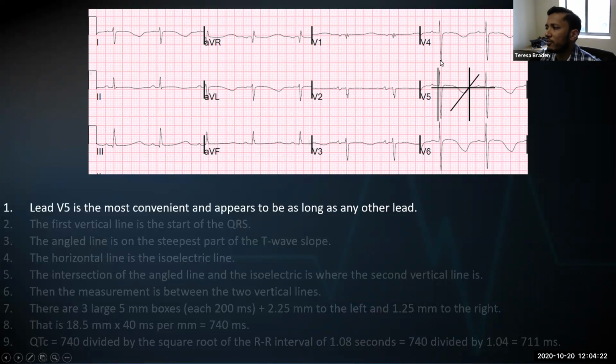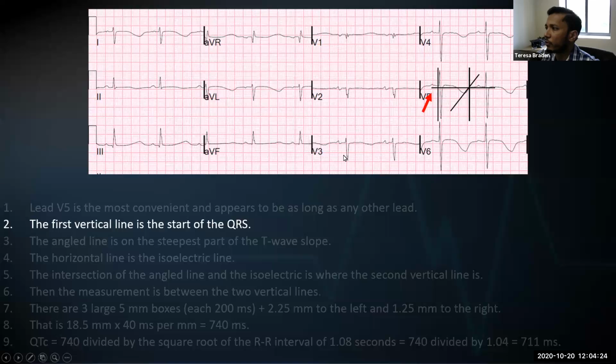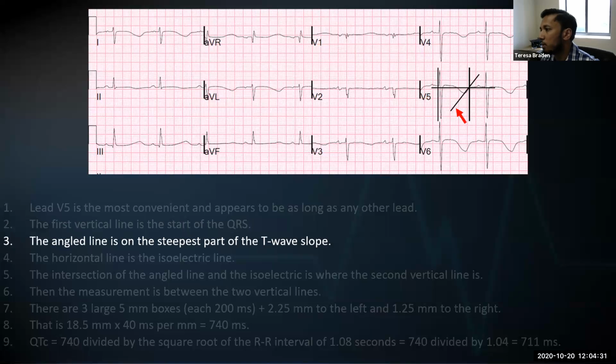So let's look at lead V5 here. Step by step, first we're going to add a vertical line where the QRS complex starts. So that first vertical line will go at the start of the QRS. Then we're going to create an angled line where we see the steepest part of the T wave slope. If I go down to V6, you can see that right here is the steepest part. So you're going to draw a slanted line right through that. So now we have a vertical line at the QRS, and then a slanting line at the angle that is the steepest on the T wave.